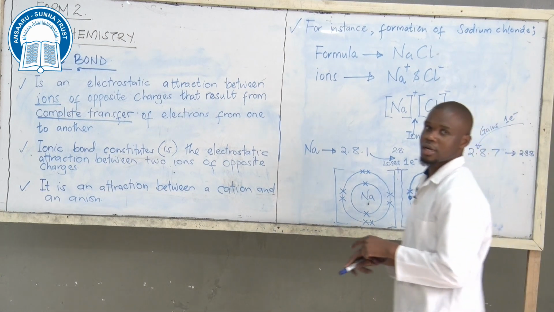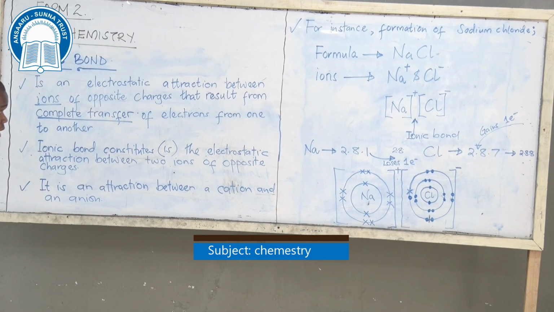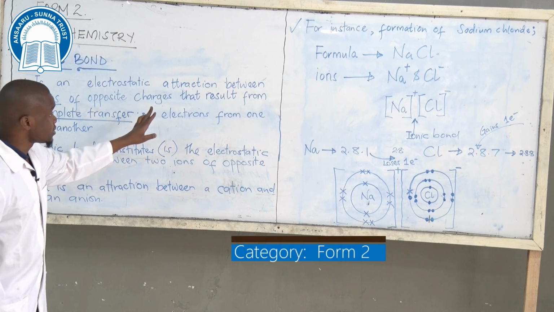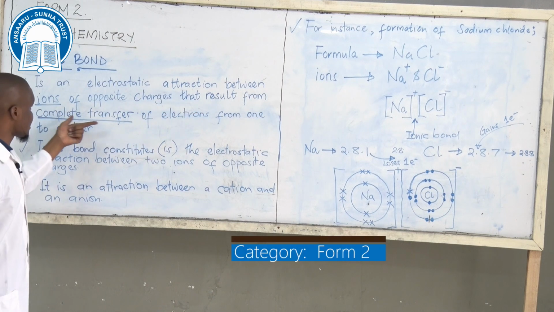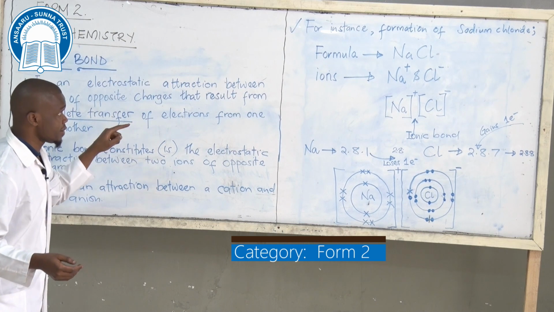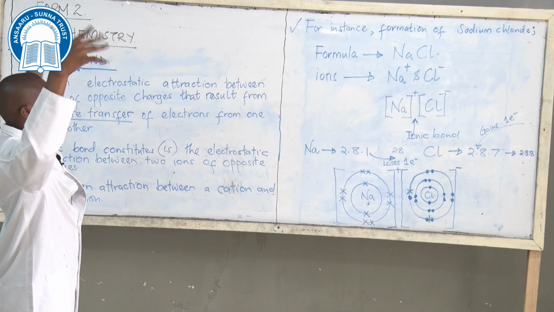Unless we have a question, I would wish to summarize and come back again. We're saying that an ionic bond is an electrostatic attraction between ions of opposite charges. How do these ions come about? They result from complete transfer of electrons from one atom to another. And in my example here, there is sodium and there is chlorine. There is a reaction between them to form sodium chloride.